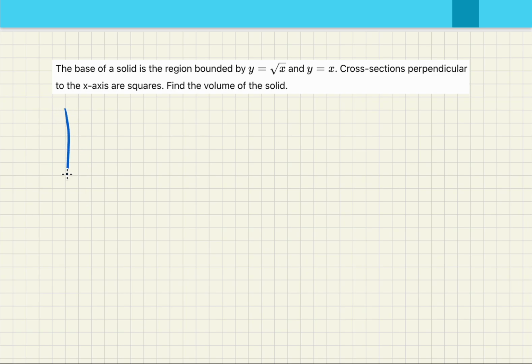Now the first step in solving a volume question is to draw a graph and input the equations given to us. So in this case we have y equals square root of x, which looks something like this, and y equals x, which looks something like this. It goes through the origin. And so once you draw that, we need to identify what shape we're looking at. So in this case, it's squares, right?